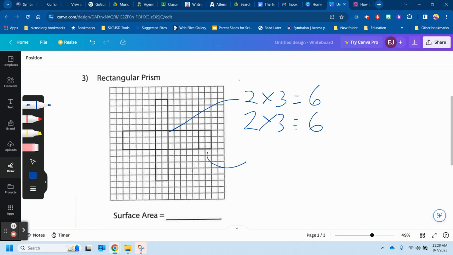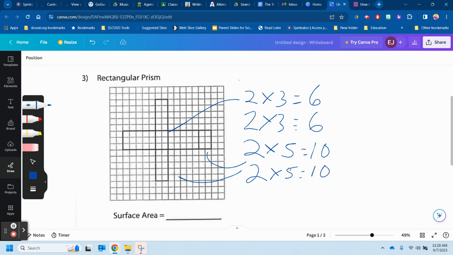Okay? So I have a bottom, a top, a front, and a back. The front is 2 by 5, and that's 10. That's the front. So if the front is 2 by 5, 10 squares, the back's also going to be 2 by 5. And I think you kind of see the pattern I'm getting at.